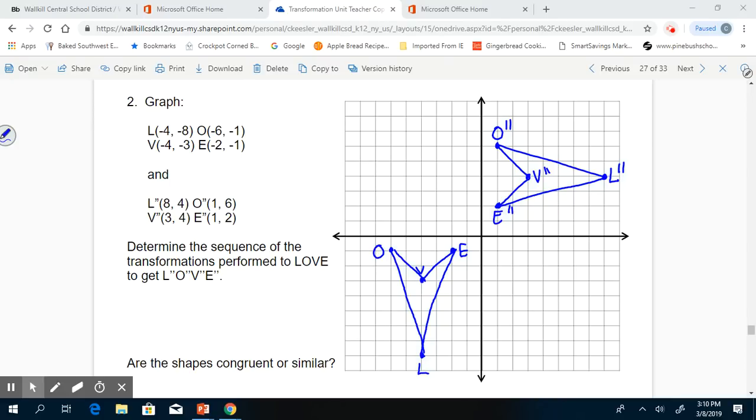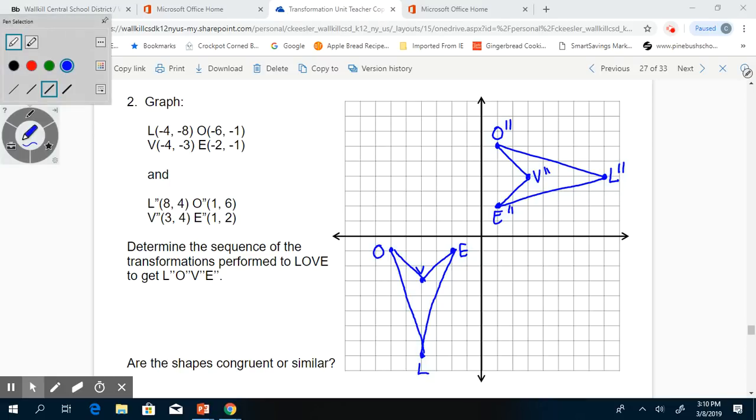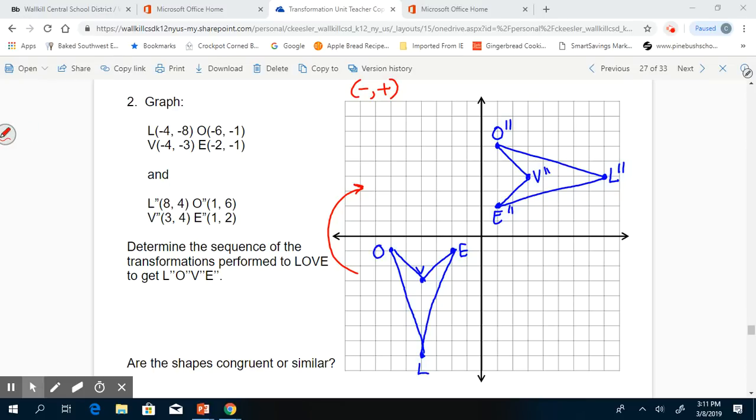So now we have to determine the sequence of the transformations performed to love to get love double prime. So again, it could be two different things, but hopefully you're seeing that obviously we need a 90-degree rotation here in order to get it turned on its side. So let's start with the 90-degree rotation. If we do a 90-degree clockwise rotation, it would wind up in the second quadrant where we know the signs are negative, positive. So we use that rule for 90-degree rotations where we switch the x and the y and then apply the new signs. So L prime is going to be -8, +4.